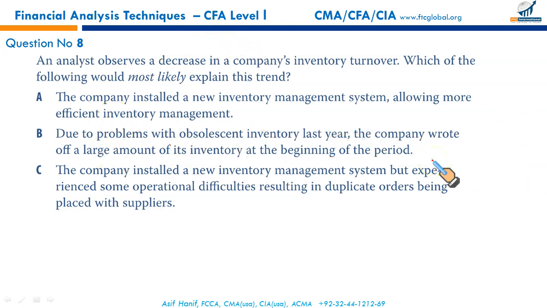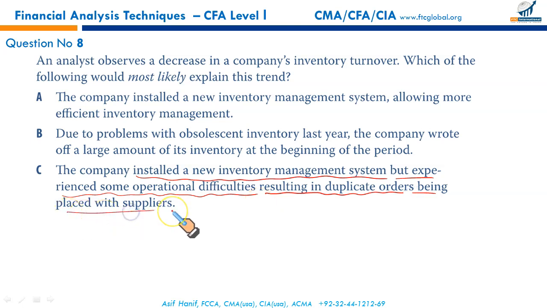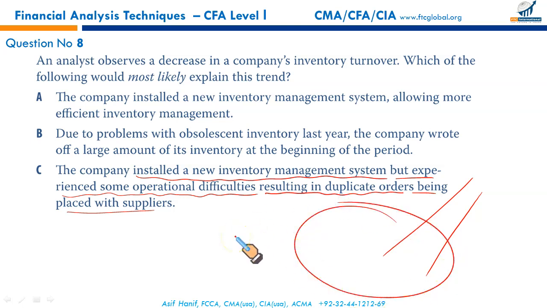This is what I mean when I say read each option well, and you need to know why a correct is correct, why a wrong is wrong. See, the company installed a new inventory management system, but experienced some operational difficulties, resulting in duplicate orders being placed with suppliers. When duplicate orders are placed with suppliers, we will have a swelled up inventory. This swelled up inventory would take more space, and incur more carrying cost, obsolescence, etc.